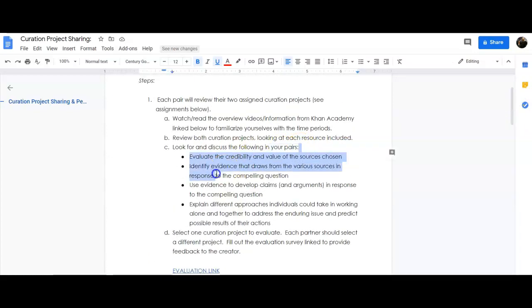What did you think about this curation project? What did I think about this curation project? And we would look at these 4 areas in particular. Did the sources Lisa picked have credibility and value? Did it draw from various resources? Were they all related to that compelling question? Those types of things. We would talk through it.